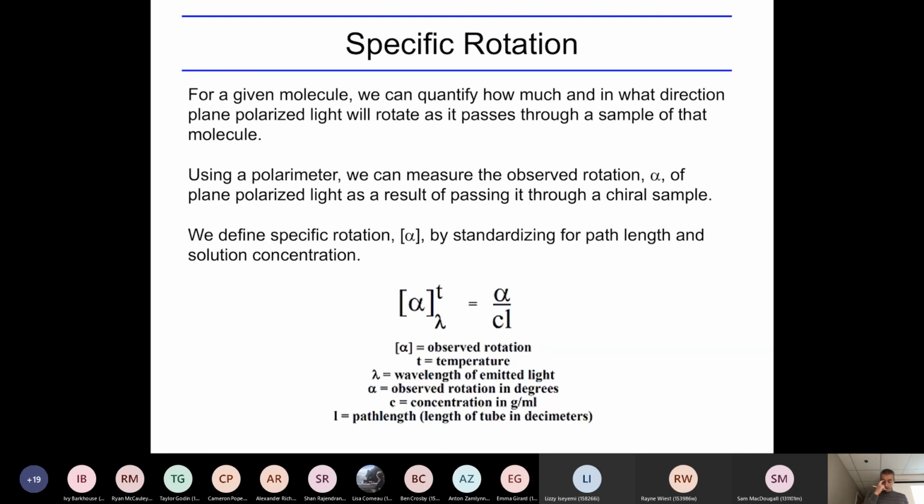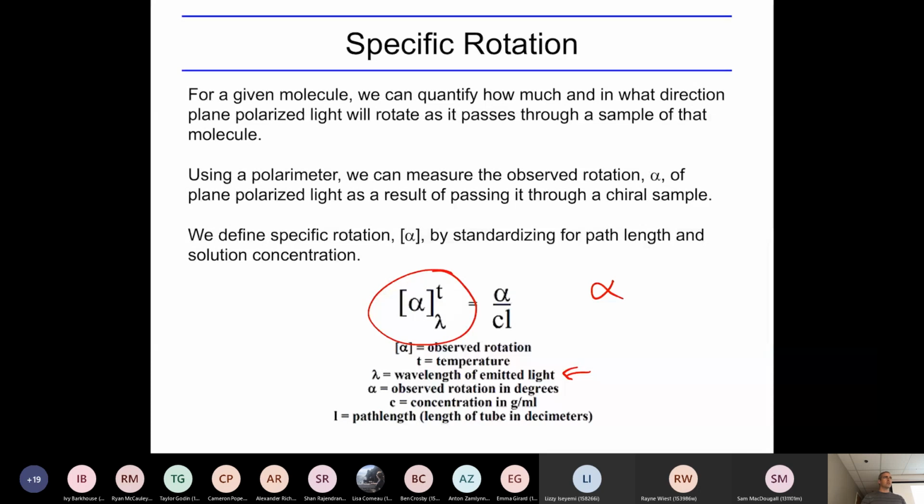So we can measure the specific rotation for a molecule. It has this symbol, alpha, and alpha can actually change depending on temperature. So normally we define the temperature we're measuring alpha at. It's usually 298 K or 25 degrees C. And then we have the wavelength of emitted light too. So often you don't just use a broad spectrum like a light bulb, you pick a specific wavelength.